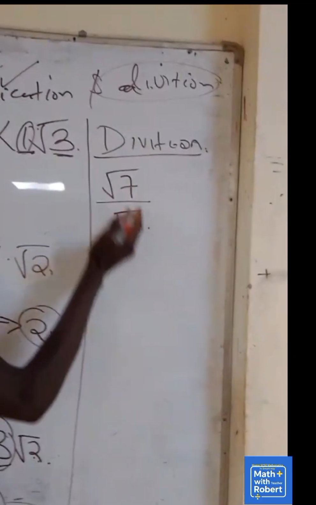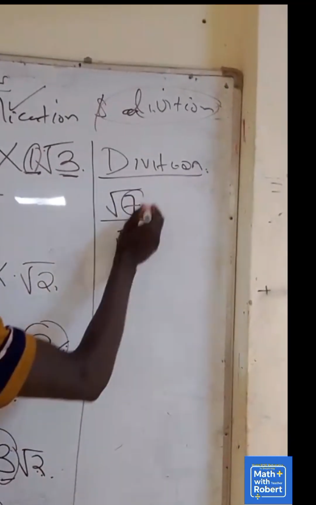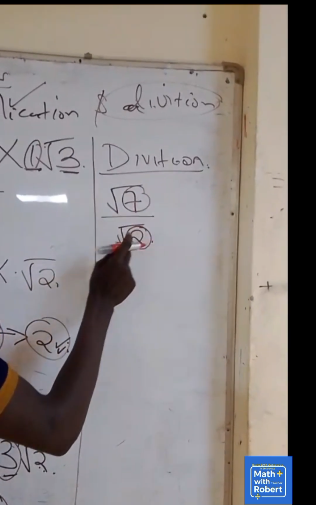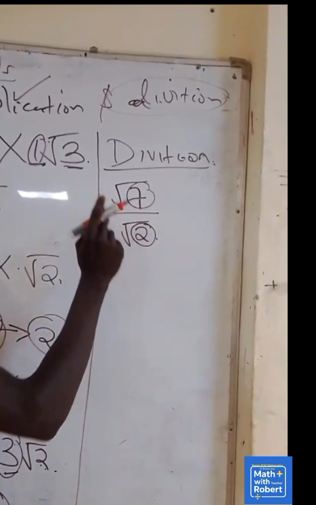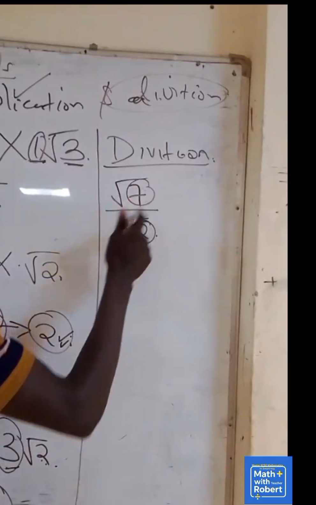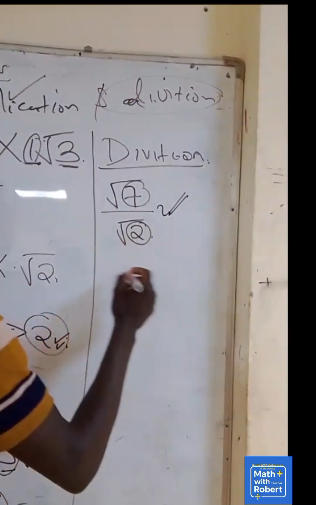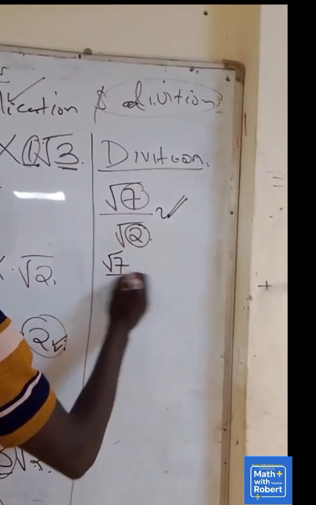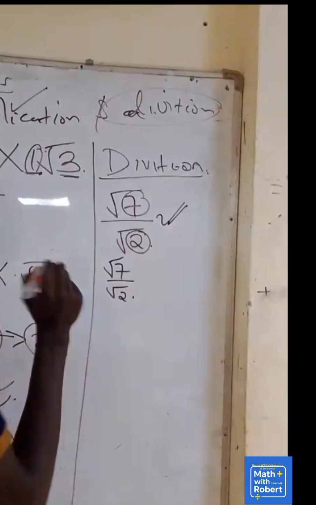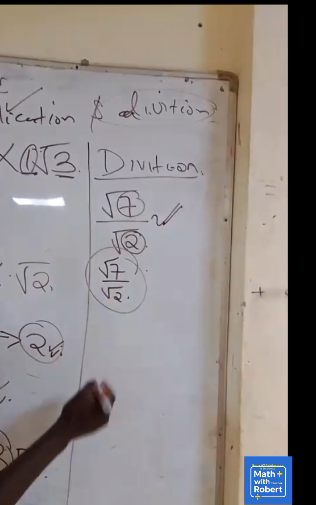These ones, the numbers are not the same. Inside the surd we have 7 and we have 2. So surd 2 cannot go through surd 7. So this one will just remain the way it is. The answer is surd 7 over surd 2. That is the answer. So what about this one?